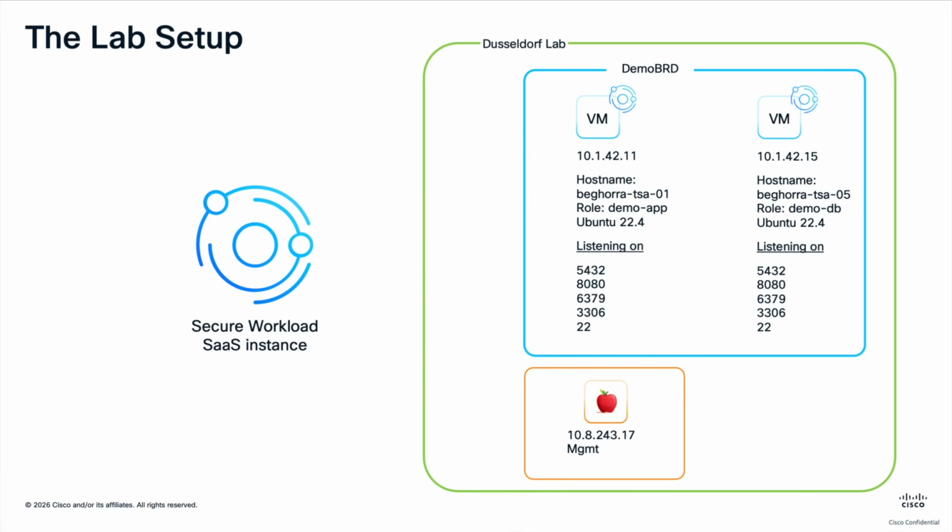I have two Ubuntu workloads. Demo app represents an application tier. Think of it as a workload an attacker would land on first. DemoDB represents a sensitive database tier. This is the blast radius target. Both machines have open sockets on ports 5432, 8080, 6379, and 3306. This will simulate a realistic attack surface.